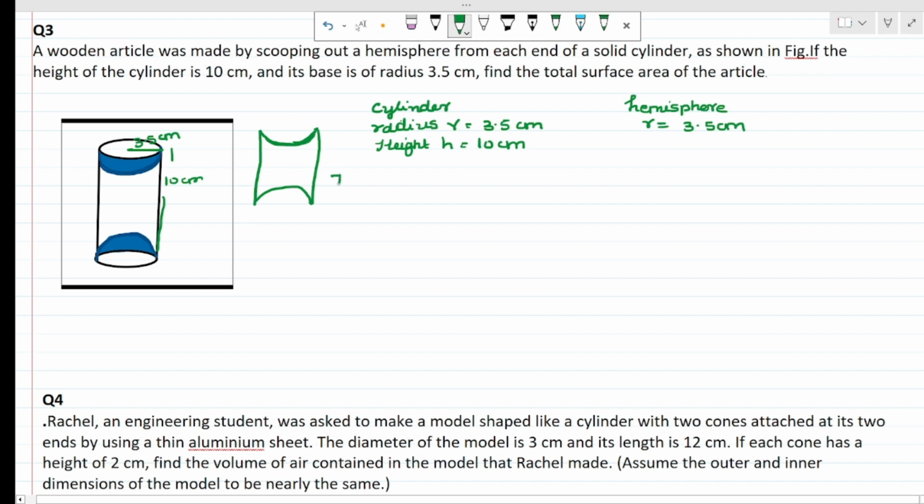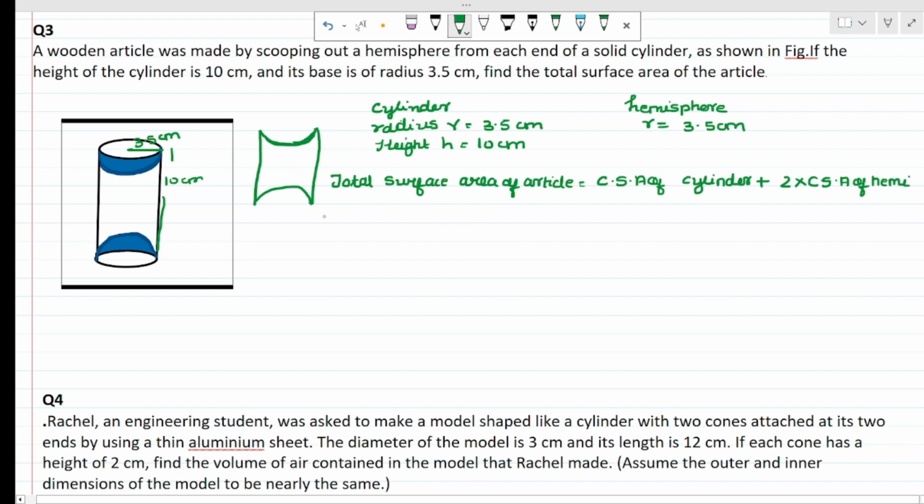So the total surface area of the article is equal to the curved surface area of the cylinder plus, how many hemispheres are used? There are two hemispheres used. That means 2 times the curved surface area of the hemisphere. Okay, so write down the formula.